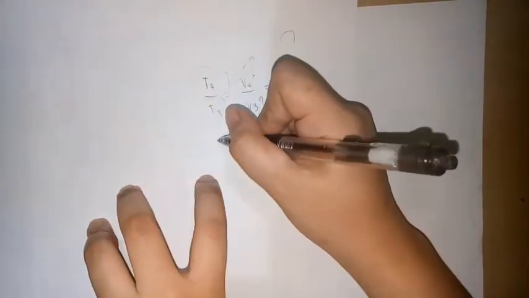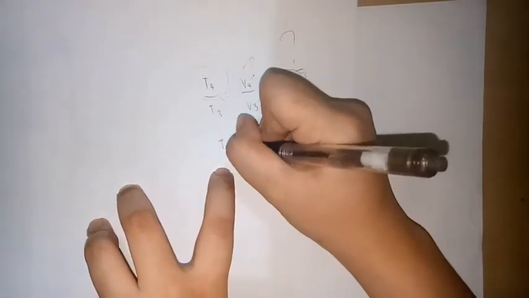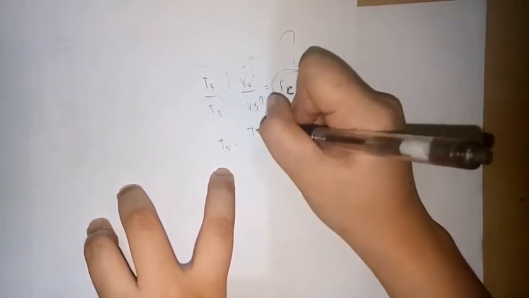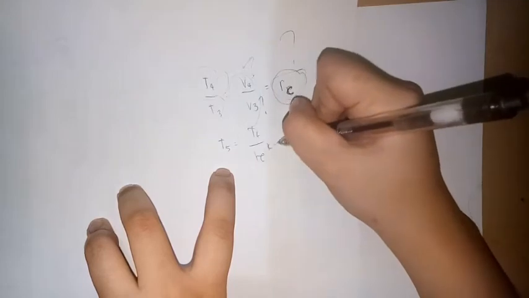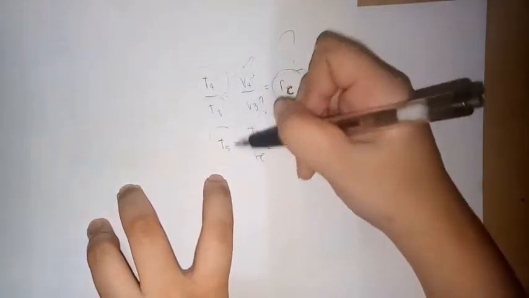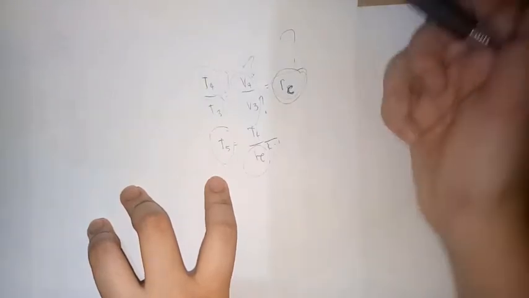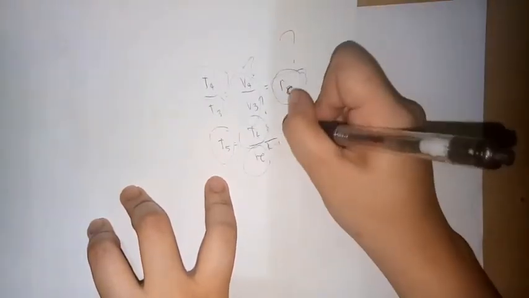If we go to process 4 to 5, T5 is T4 over RE raised to K minus 1. So, we don't have T5, and we don't have the expansion ratio either. So, how are we going to solve for T4?